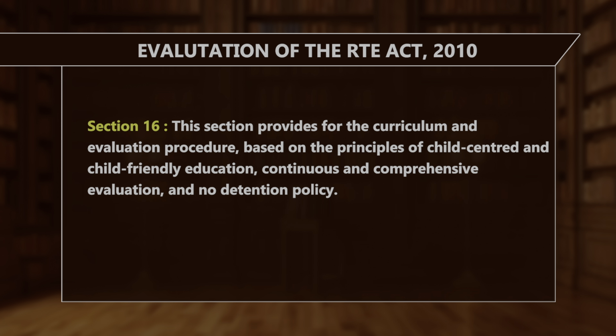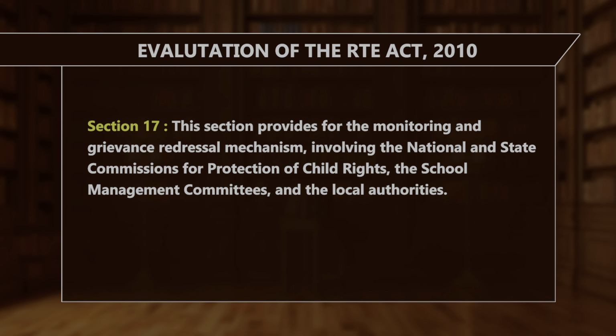Section 16. This section provides for the curriculum and evaluation procedure based on the principles of child-centered and child-friendly education, continuous and comprehensive evaluation and no detention policy. Section 17. This section provides for the monitoring and grievances redressal mechanism involving the national and state commissions for protection of child rights, the school management committees and the local authorities.